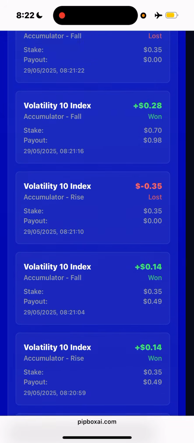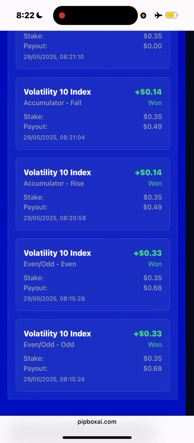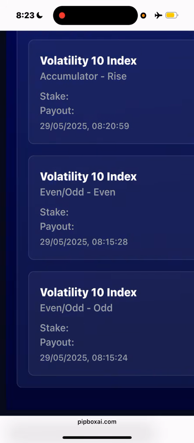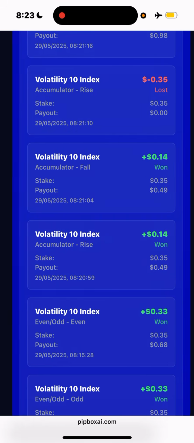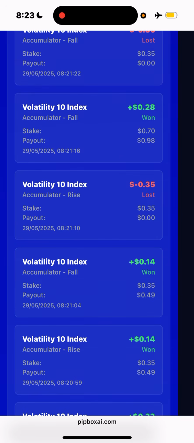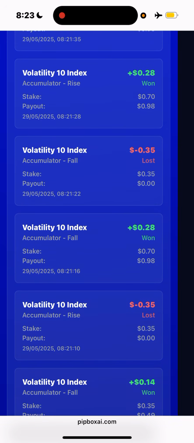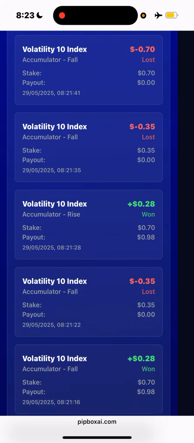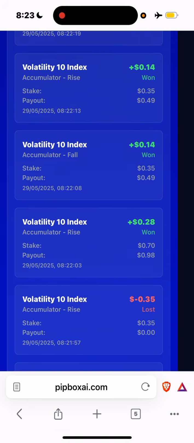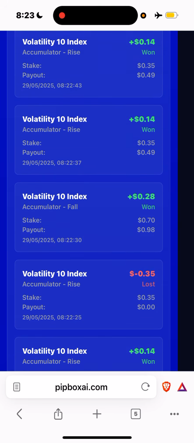Now let us just scroll to the bottom and analyze these trades. Leave alone the even and odd; I'm not talking about these two trades here. We'll start with accumulator rise fall. So we had two first runs, then we had a loss, another loss here, then profit, two losses in a row, loss, profits, profits, loss, profits.